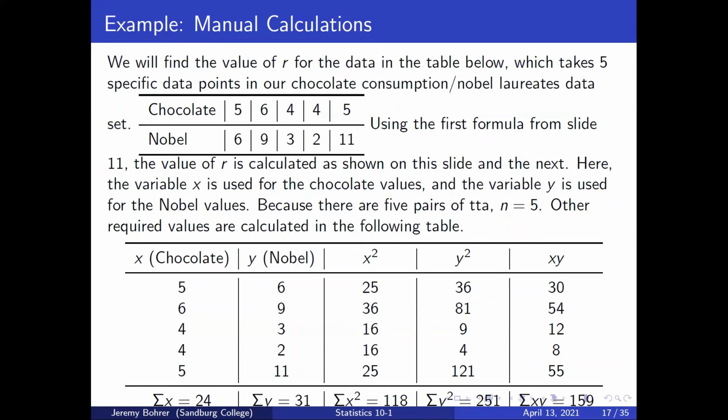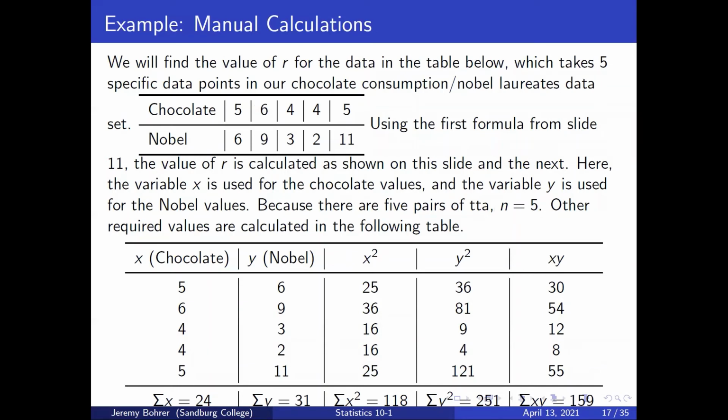Using the first formula from slide 11, the value of R is calculated as shown on this slide and the next. Here the variable X is used for the chocolate values, and the variable Y is used for the Nobel values, because there are 5 pairs of data, n equals 5. Other required values are calculated in the following table.